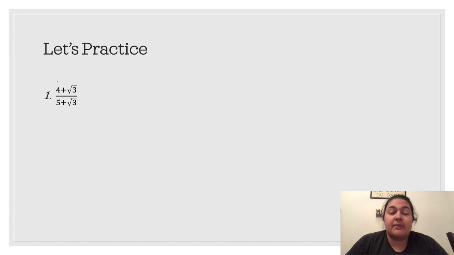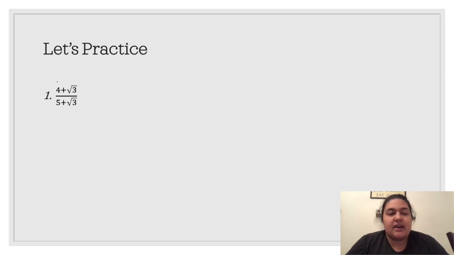So it's already placed in fraction form, and now I need to multiply by the conjugate of the denominator. I have to multiply the numerator and the denominator by that. And the reason why I have it one on top of the other is because anything divided by itself is 1. And when I multiply by 1, I'm not changing the problem, I'm just changing how it looks.